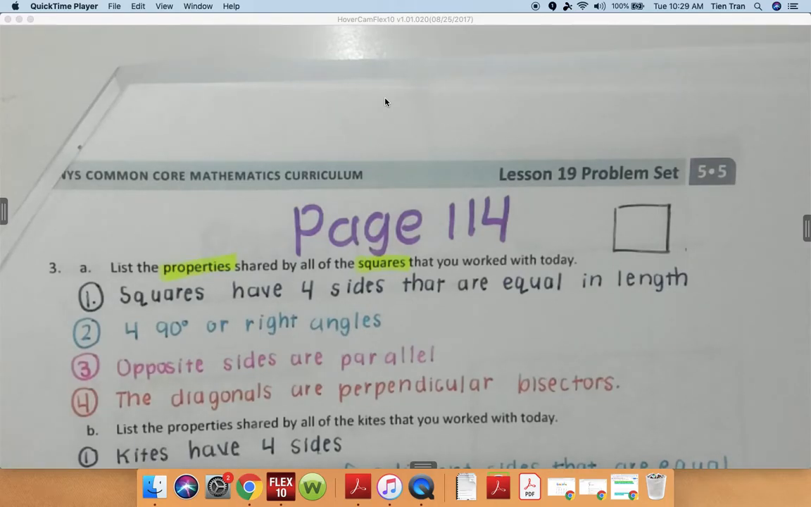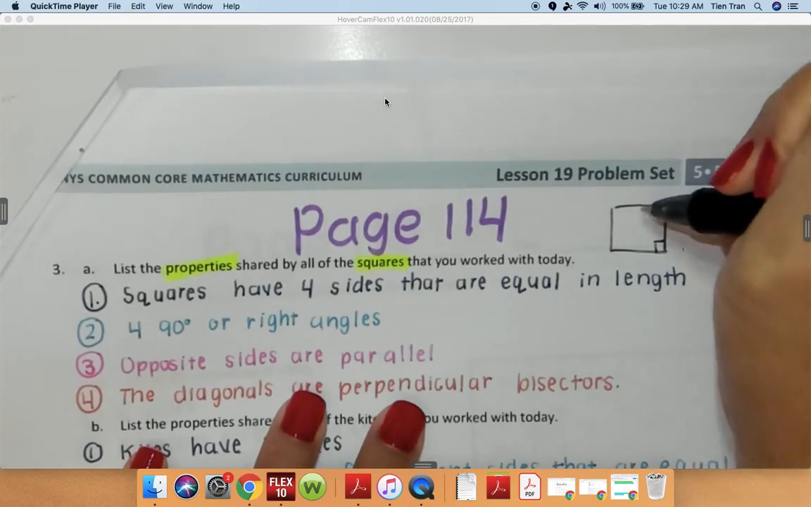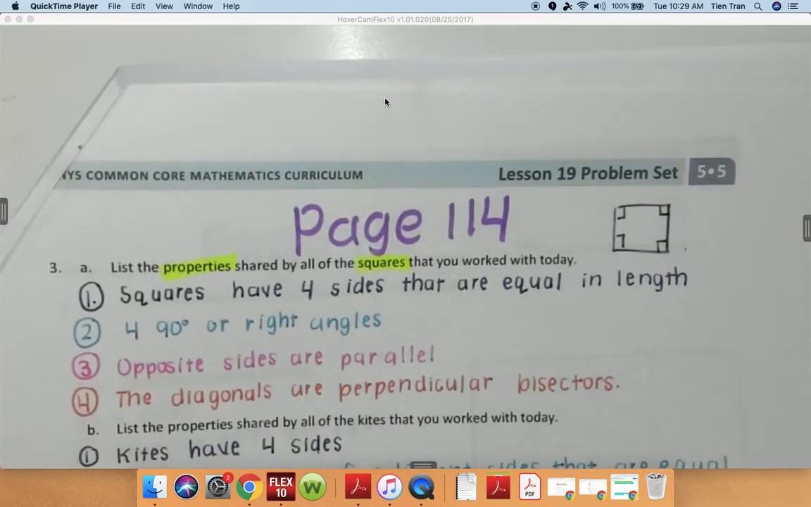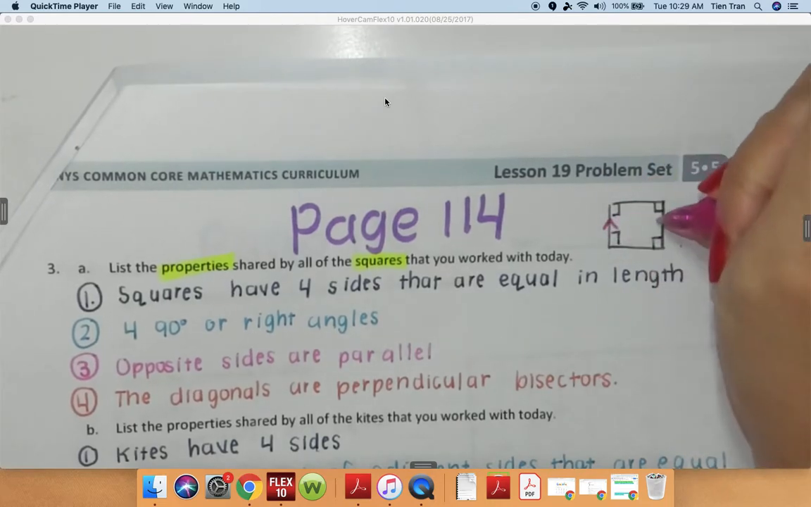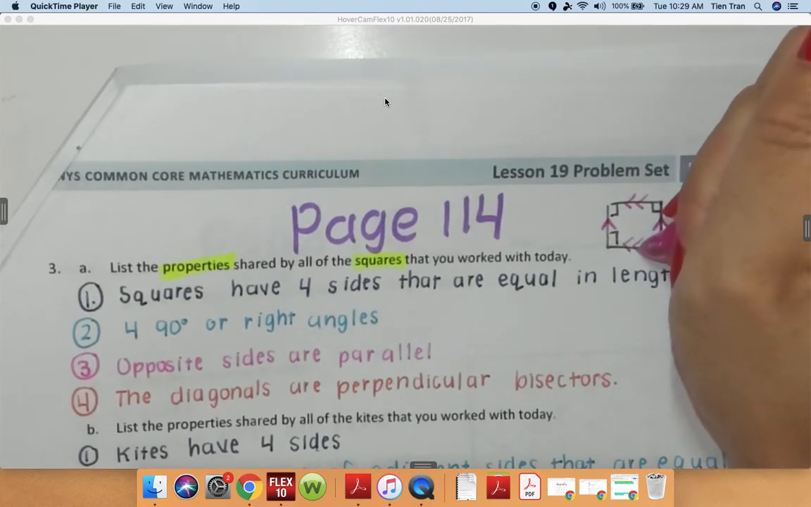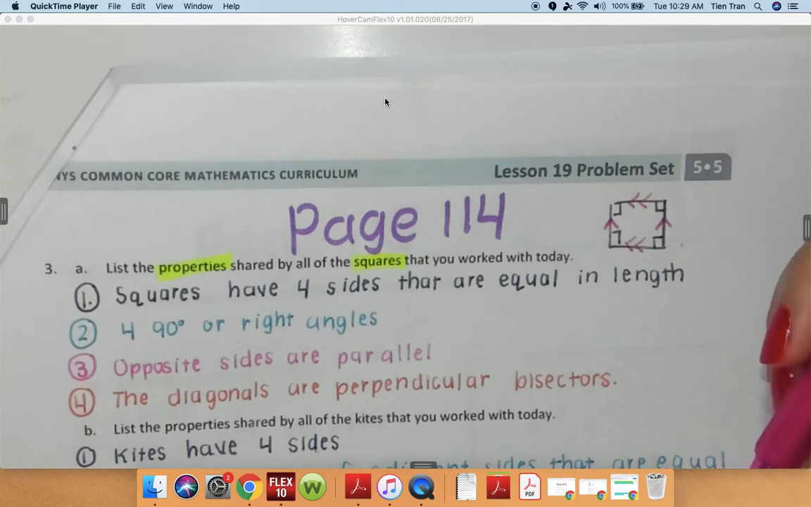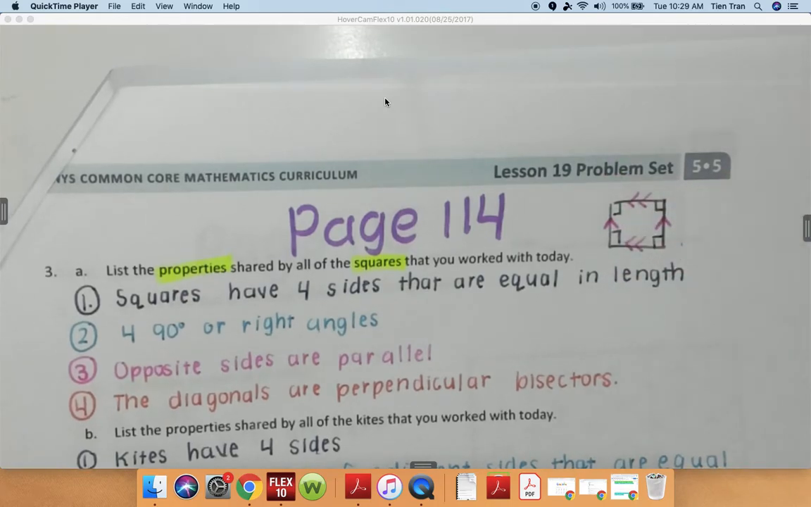Number 2, 4 90 degrees or right angle. 90-degree and right angle means the same thing. They all have 90-degree angles because they are squares, rectangles, same thing, okay? Number 3, opposite sides are parallel. So this side is parallel to this side, and this side is parallel to this side. But in reality, all of them are actually parallel to each other because they all have the same length.